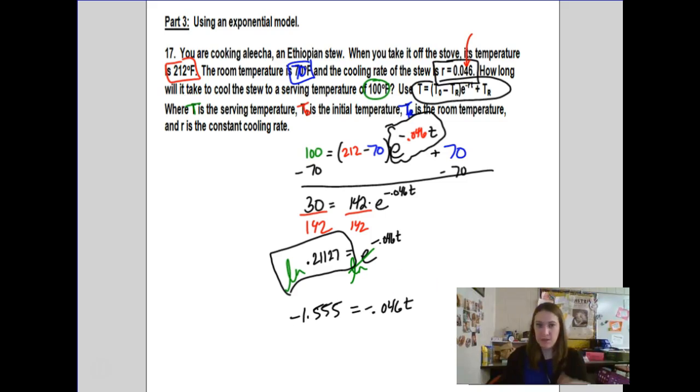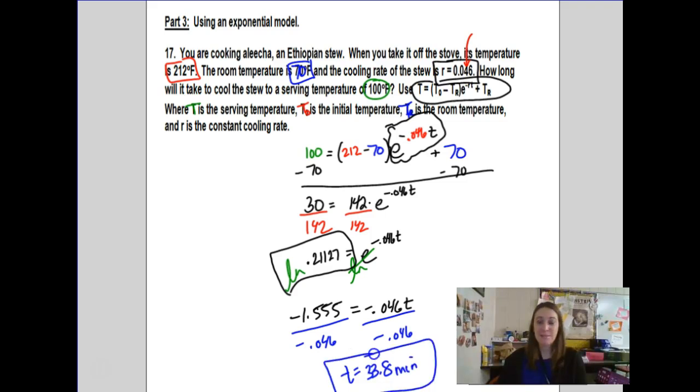So our final step is to divide by this negative 0.046. This is fascinating, isn't it? After all this time, guess what? Your soup's probably cooled. All right, divided by negative 0.046. In fact, it's probably too cold. Oh no, we're plenty of time, guys. We needed to let the soup cool for 33.8 minutes. All right, 33.8 minutes later, you can serve your stew.